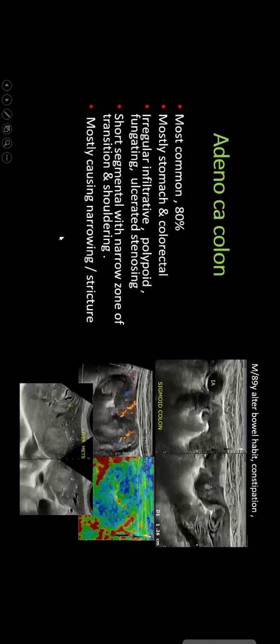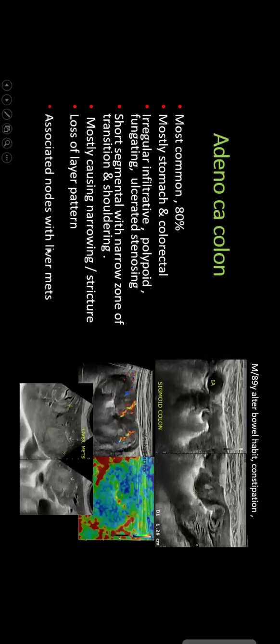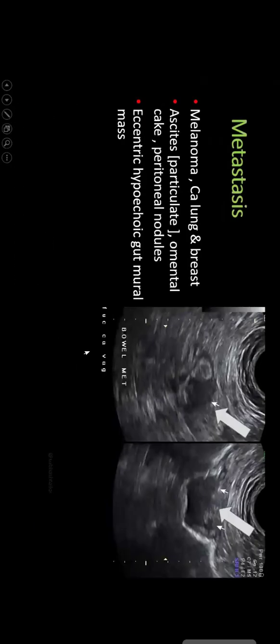Most of these adenocarcinoma lesions cause narrowing of the lumen and stricture, as opposed to lymphoma, where there is aneurysmal dilatation. There is always loss of layer pattern; associated lymph nodes or liver metastasis are the associated findings. Sometimes the bowel can be involved in metastatic pathologies. Malignant melanoma, carcinoma lung, and breast carcinoma are the common primaries in which we can see metastatic bowel lesions.